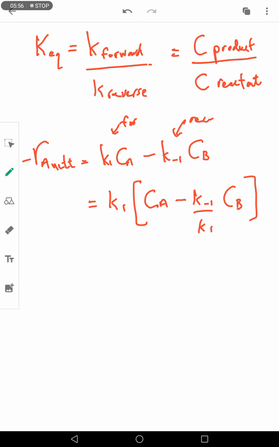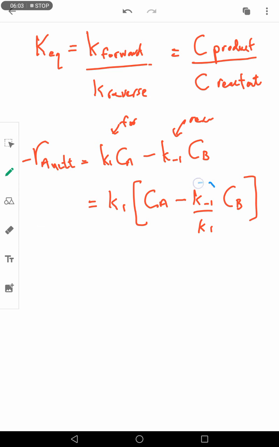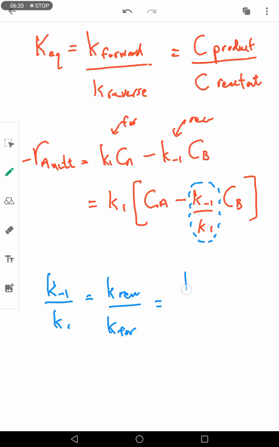Okay. So untuk term yang ini, K underscore 1 over K1, ini adalah sama dengan rate constant reverse divided by rate constant forward. So ini adalah bersama dengan 1 over K equilibrium. Okay, ada buku dia buat K equilibrium as KC. So sama je.